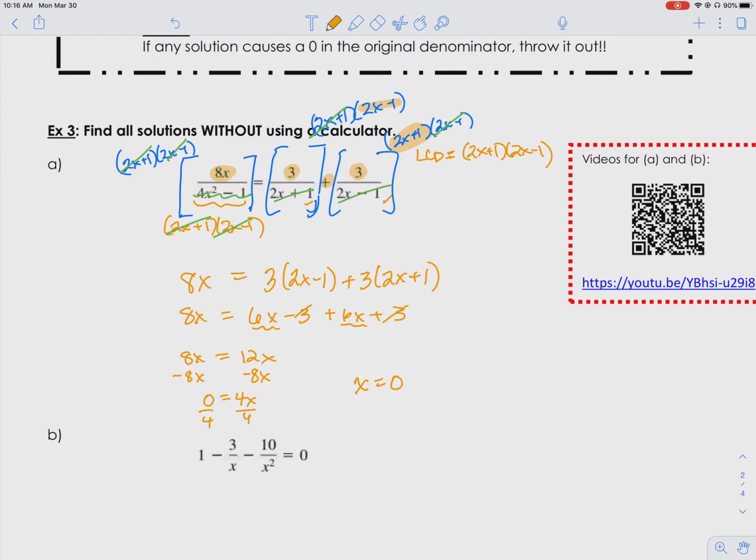Sort of, it ended a little weird, but that's okay. The first thing I've got to do, though, before I circle that and say that's my answer, is I need to make sure that it works in my denominators. So by works, I'm going to plug it in and make sure there's no 0.